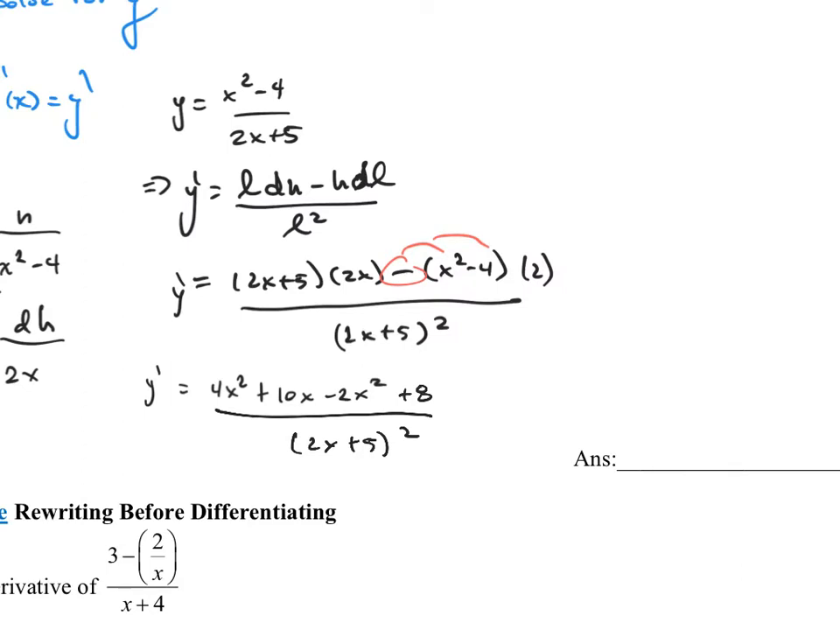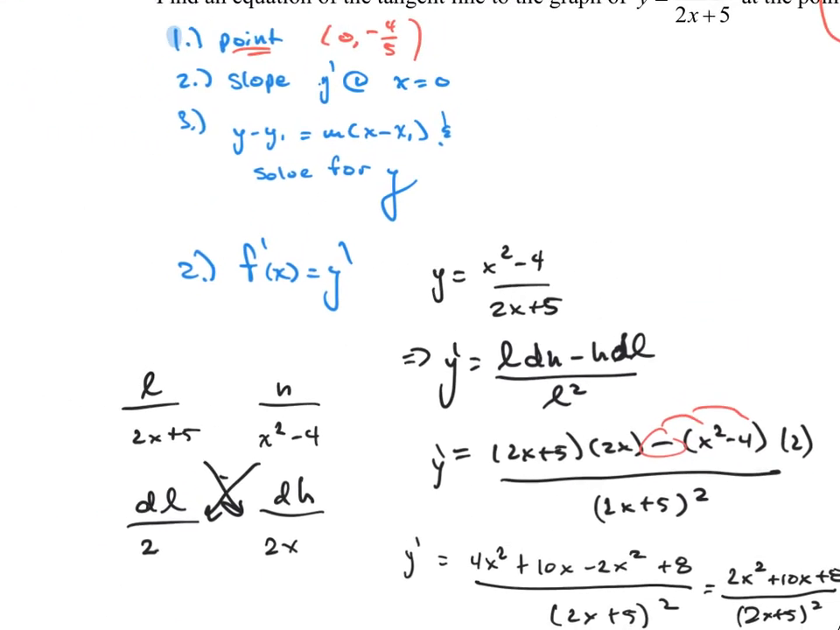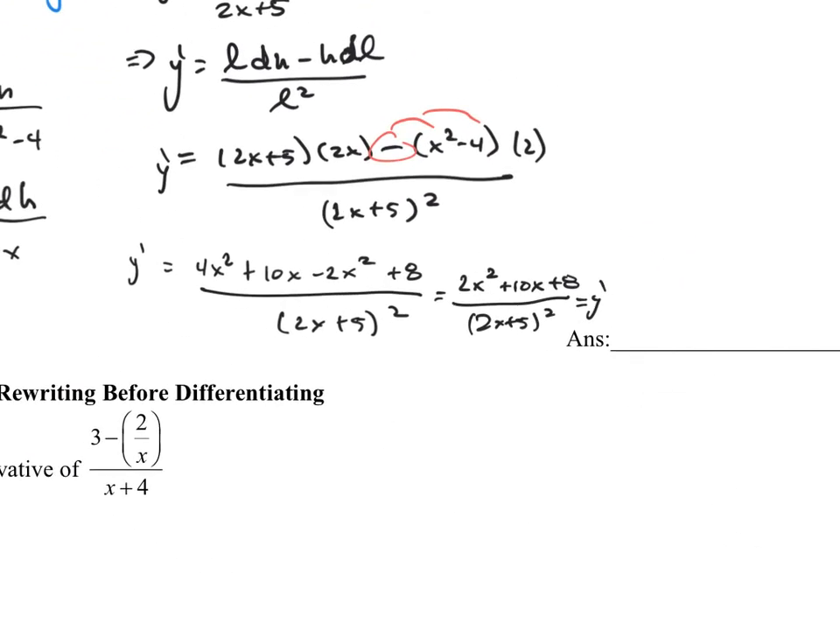4x squared minus 2x squared, that'd be a 2x squared. And then we still have the plus 10x and the plus 8. All of that is over 2x plus 5 quantity squared. Again, this is just the derivative. We don't really care about the derivative. We care about the derivative evaluated at the point when x equals 0.